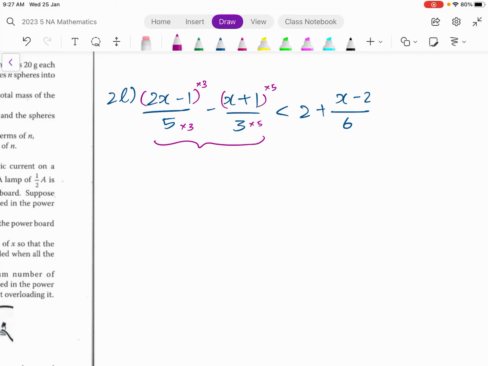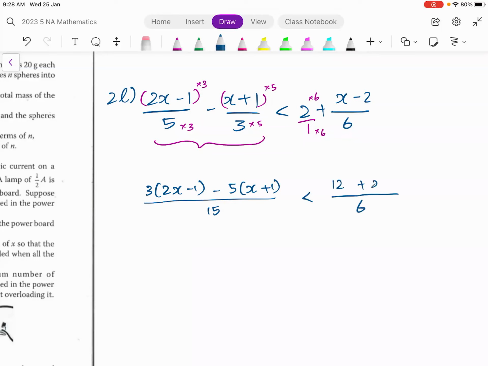On the other side, number plus fraction. We're going to do the same. Okay, so watch. 2 plus fraction: 2 over 1. Denominator the same, times 6, times 6. And then we carry on. On the left-hand side, over 15. Do not expand yet, just combine. So 3 times (2x minus 1) minus 5 times (x plus 1). This is less than 12 over 6 plus your x minus 2.